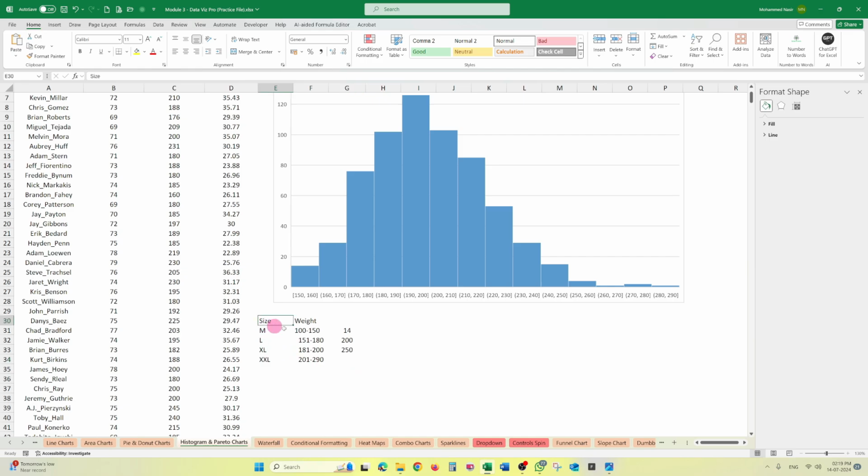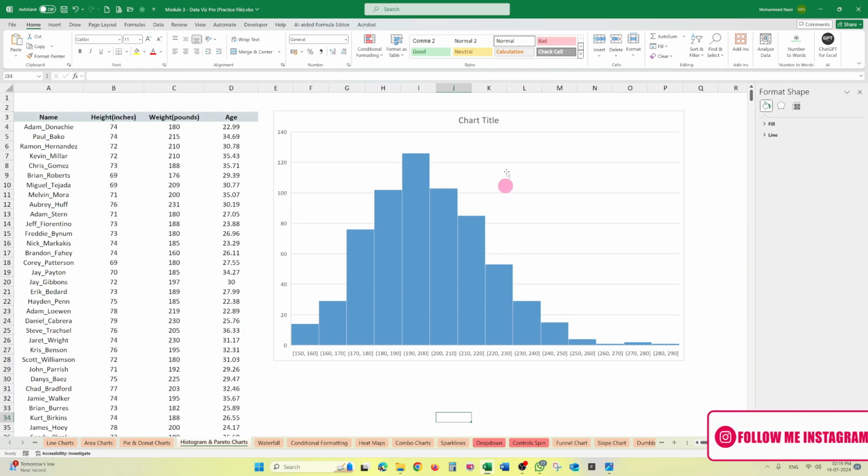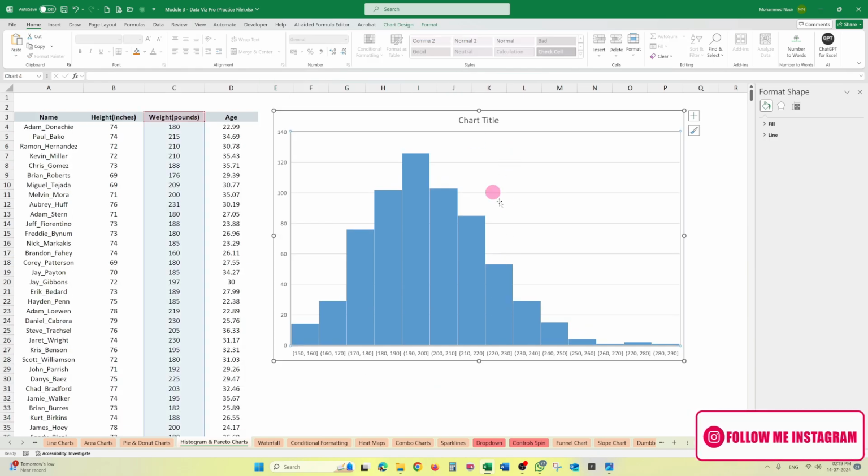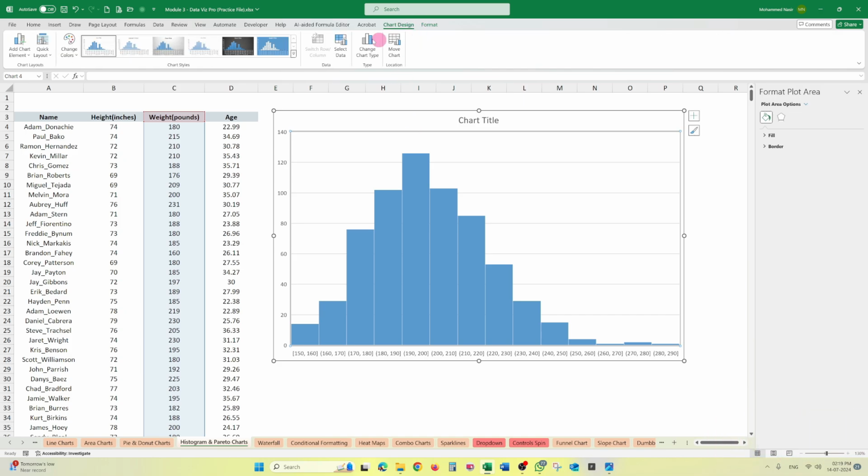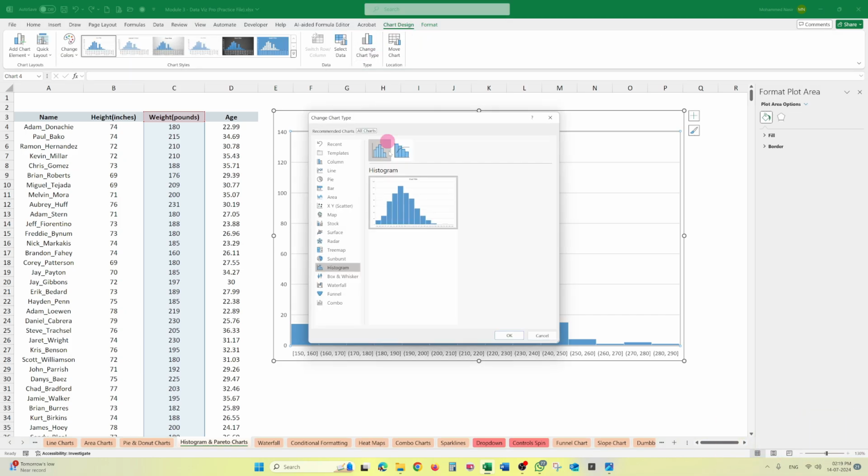All right, so now let's see the Pareto chart. In this one we can change this chart into Pareto chart. Go to chart design, change the chart type, and then select Pareto chart.